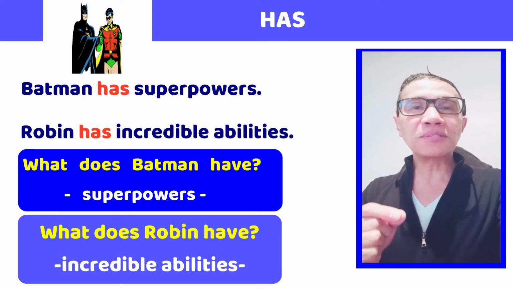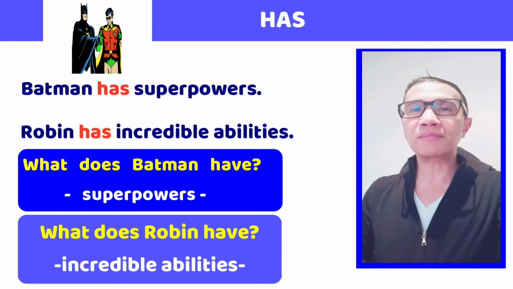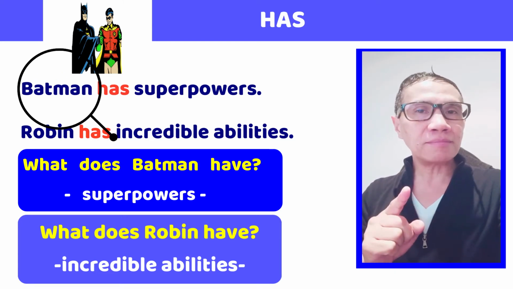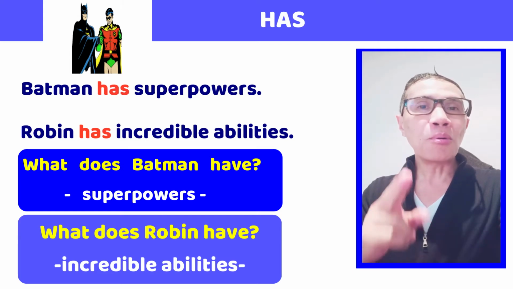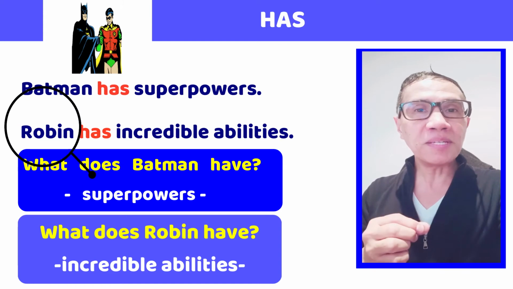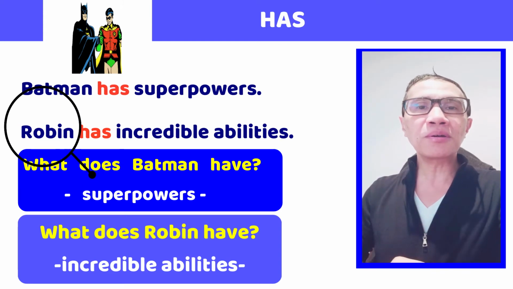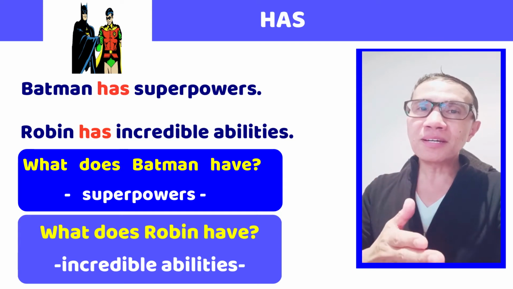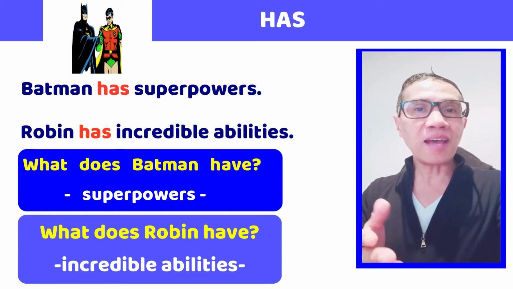Now for the structure. Has is used for a singular subject. In this example, the subject is Batman, singular, one superhero. The other subject is Robin, one superhero, singular. That's why in a singular subject, has is used.